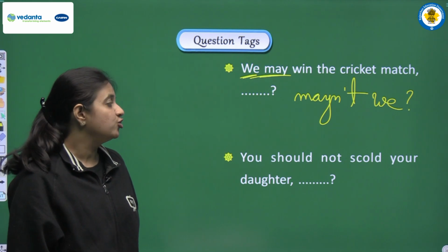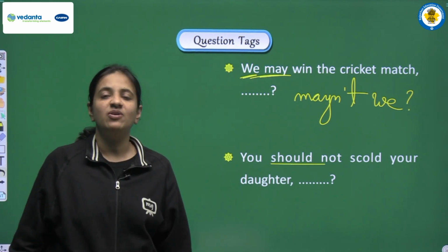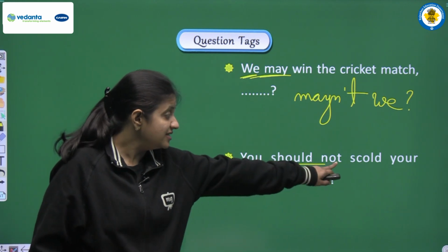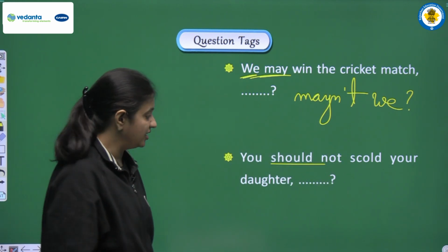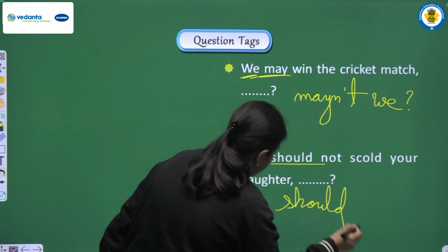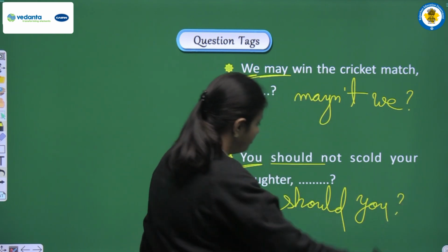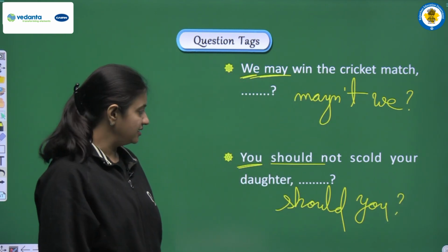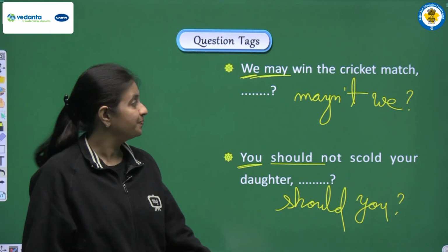Next is "You should not scold your daughter." Again we are having "should", which is one of the modal auxiliaries, but the sentence is negative, so we have to make a positive question tag. So here we will write "should" and "you", that is given to us. The question tag will be "should you", and the complete sentence will be "You should not scold your daughter, should you?"